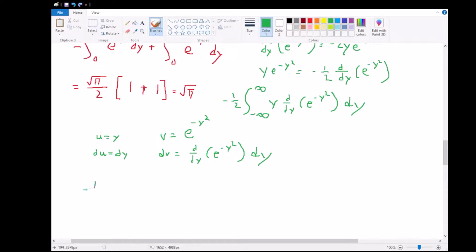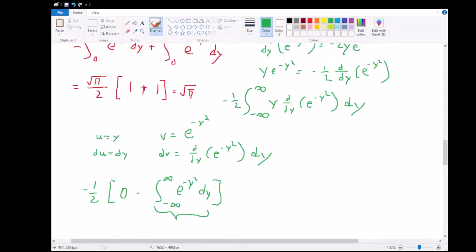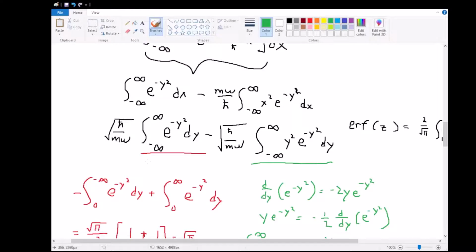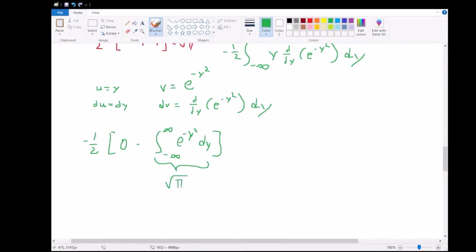We have negative 1/2 of uv, which is 0, minus the integral of v du, so minus the integral from negative infinity to positive infinity of e to the negative y squared times dy. Then we rewrite this, so this is another ERF function, and as we've seen up above, this is exactly equal to the red, negative infinity to infinity of e to the negative y squared dy. So this is just going to be equal to the square root of pi. So this whole thing is going to be equal to square root of pi over 2.